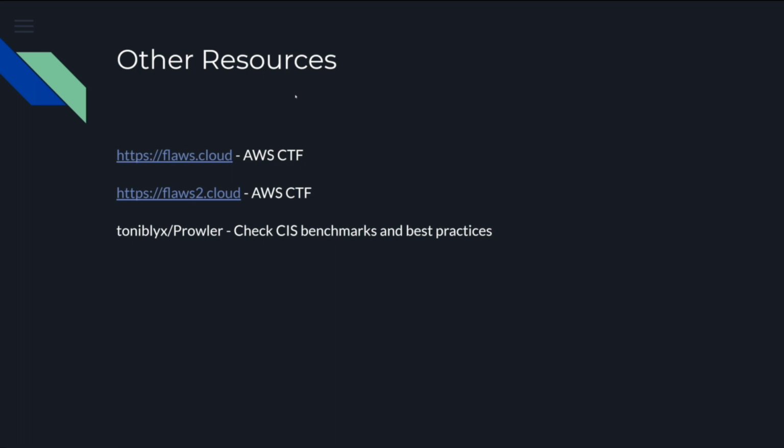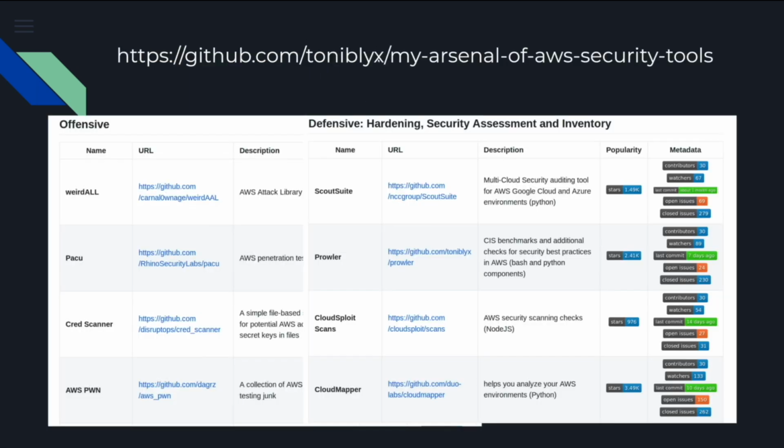Next up, Prowler is an excellent tool for checking CIS benchmarks and best practices. Really, if you're running nothing else in your AWS environment, run Prowler. Really great tool. Prowler is made by Toni de la Fuente. So is this repository of AWS security tools. All kinds of stuff in here. Good and bad tools are in here. If you're looking to get into this area, take a look at this list.